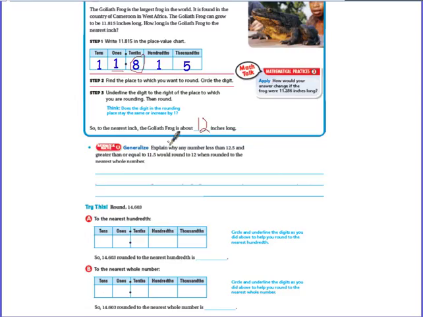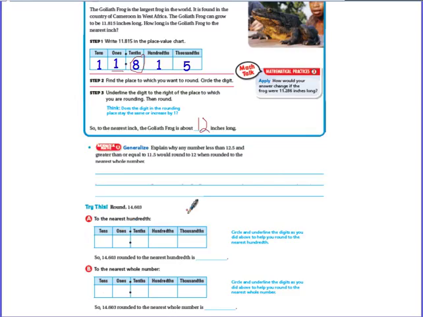Stop, talk to your partner, explain why any number less than 12.5 and greater than or equal to 11.5 would be rounded to 12 when you round. So tell me why we rounded both of those. Why would we round both of those to 12 even?